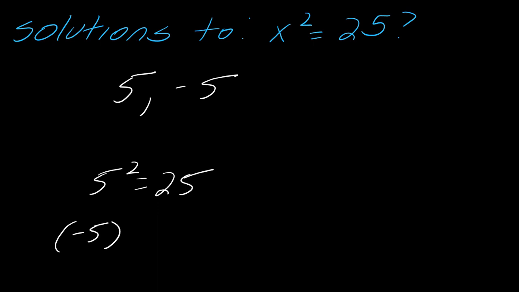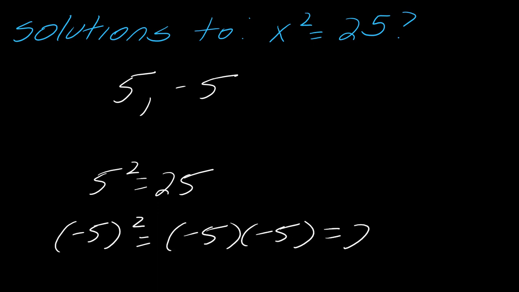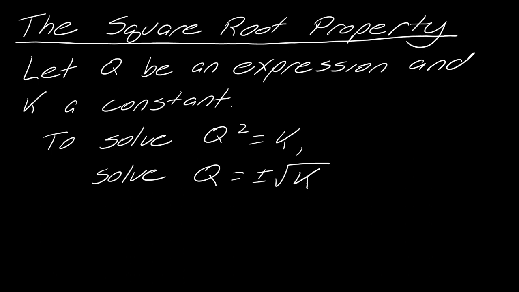Because if I took negative 5 and I squared it, that would be negative 5 times negative 5, so that equals 25. So the point that I'm trying to make here is that there's actually two solutions to this equation, and so that is something that we need to capture in how we solve square root property type problems. So I'll just show you the rule here.